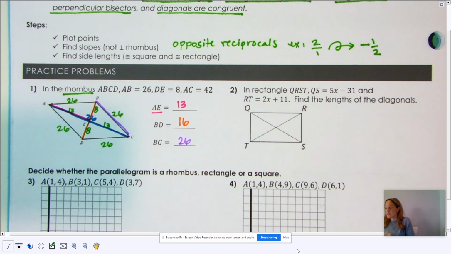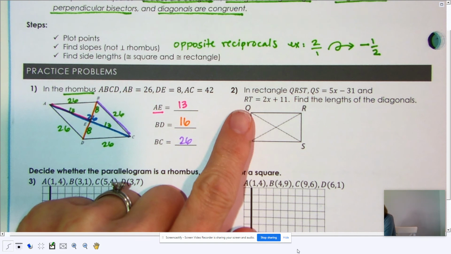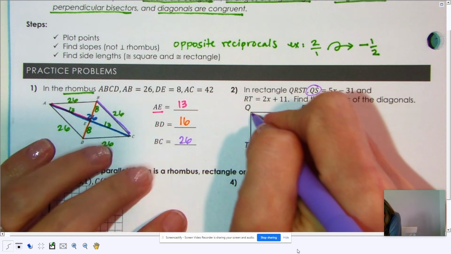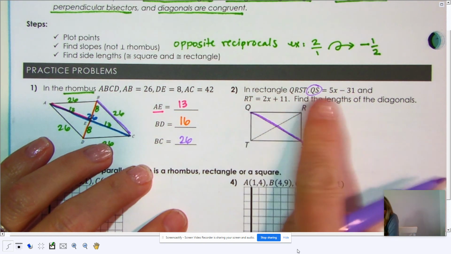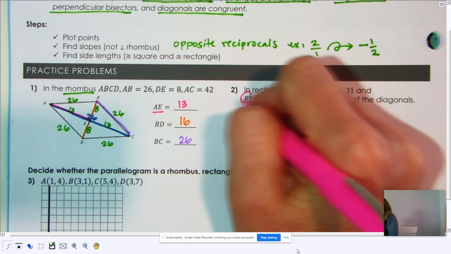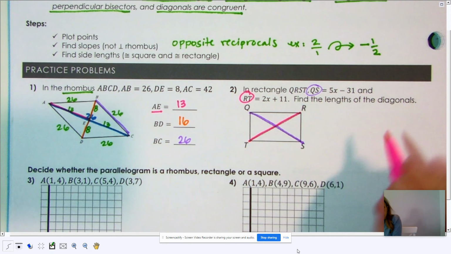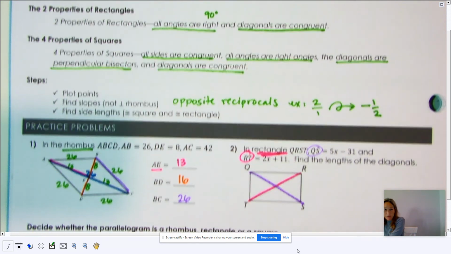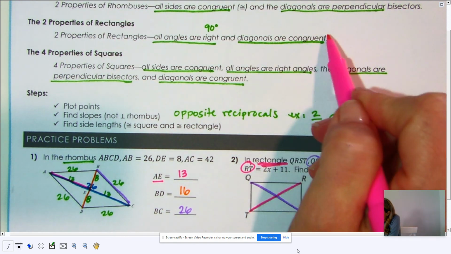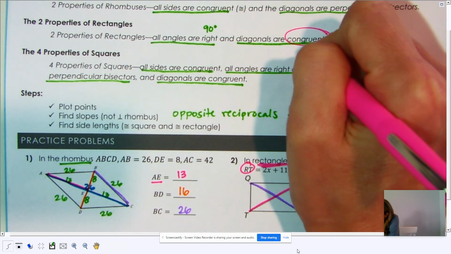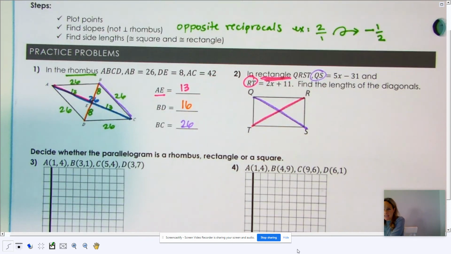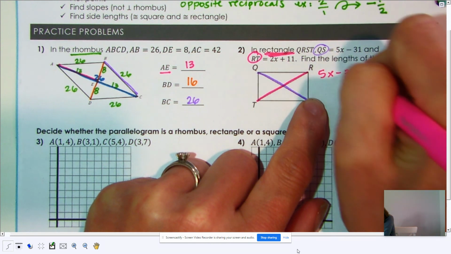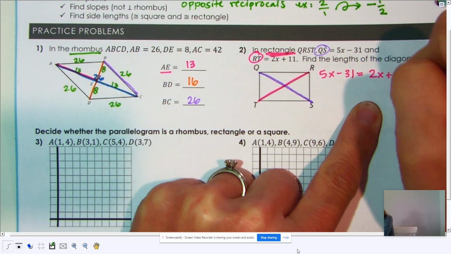Question number 2, now it's giving us some information. From Q to S, QS is this diagonal right here, and from R to T is here to here. Both of those are diagonals, and it tells us that it's a rectangle. Remember about rectangles? We know that the diagonals are congruent, which means they're equal to each other. So I can say 5x minus 31 has to be equal to 2x plus 11.